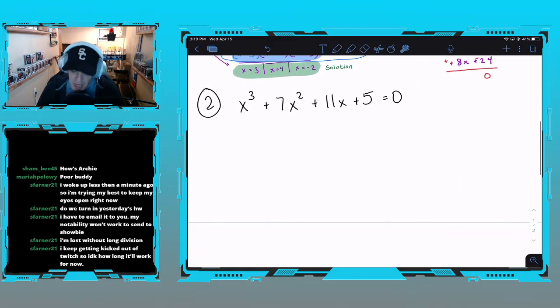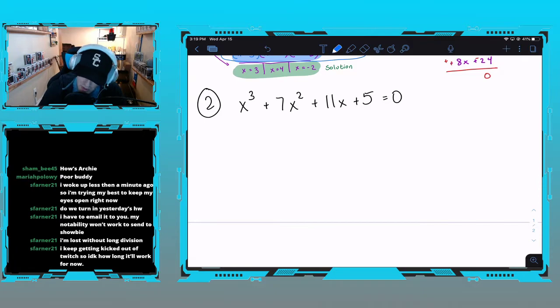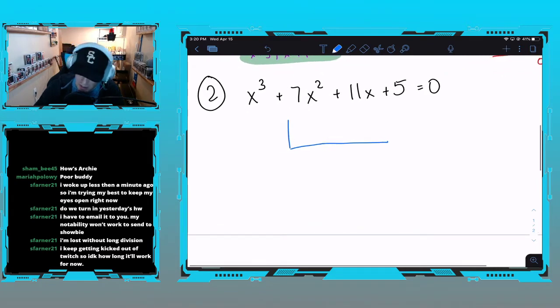Okay, so I'm going to jump down here. Again, I'm going to do it with synthetic division just because it goes a little bit faster. So if I look at this problem right here, once again, I'm going to do the upside down division, and I'm going to put all the coefficients on the inside. So I have 1, 7, 11, and 5.